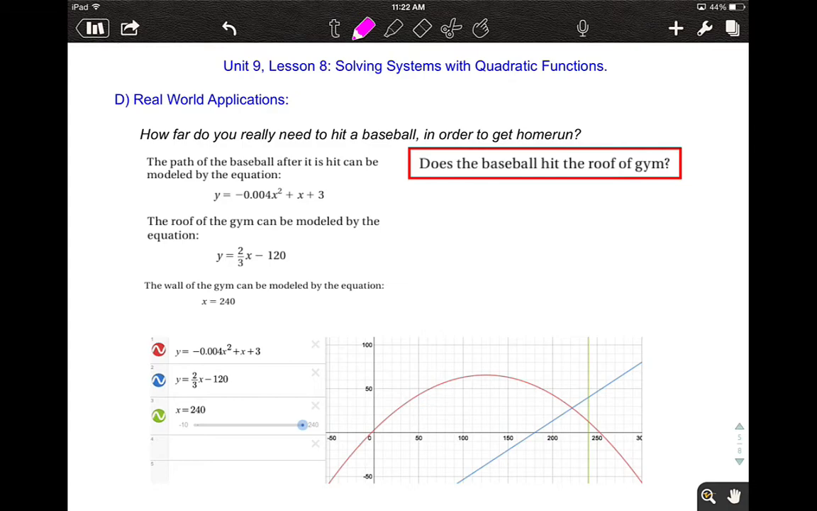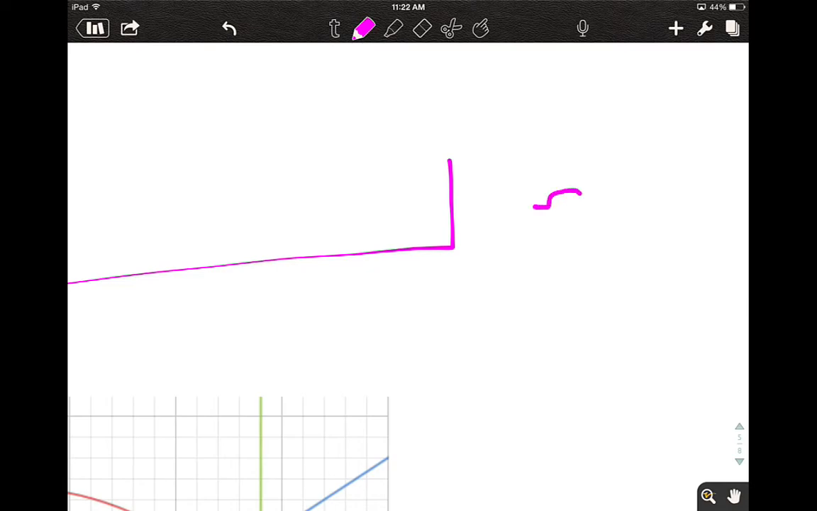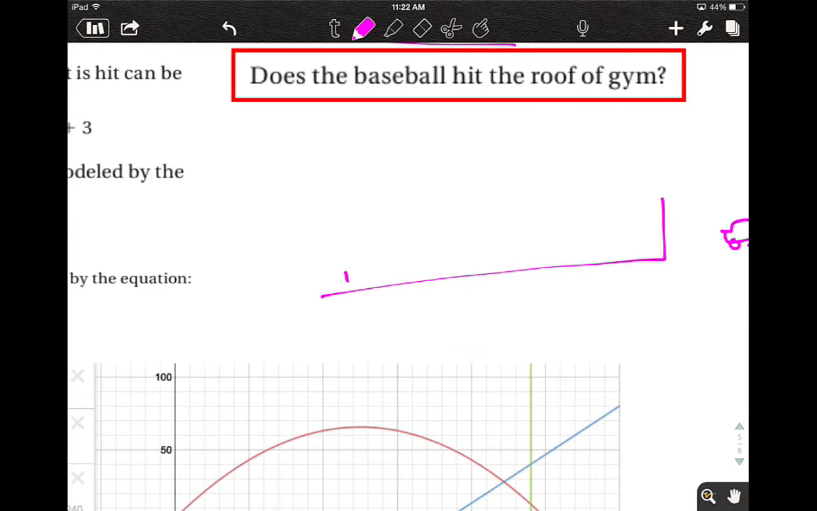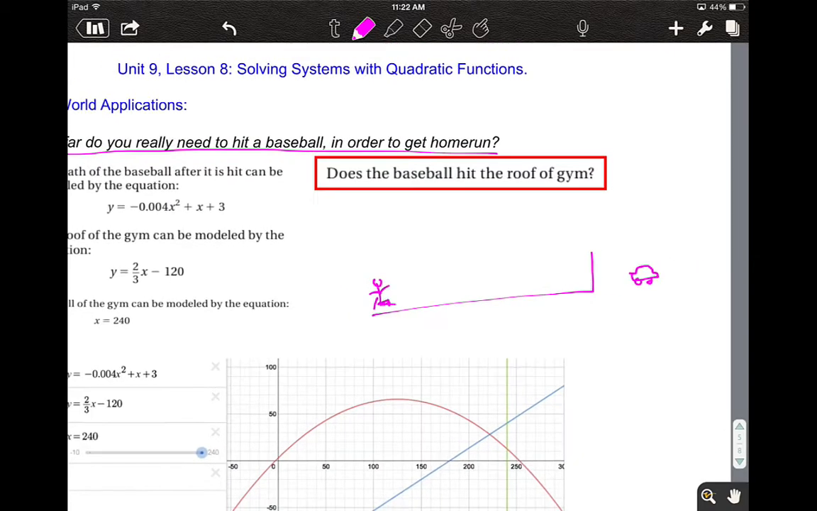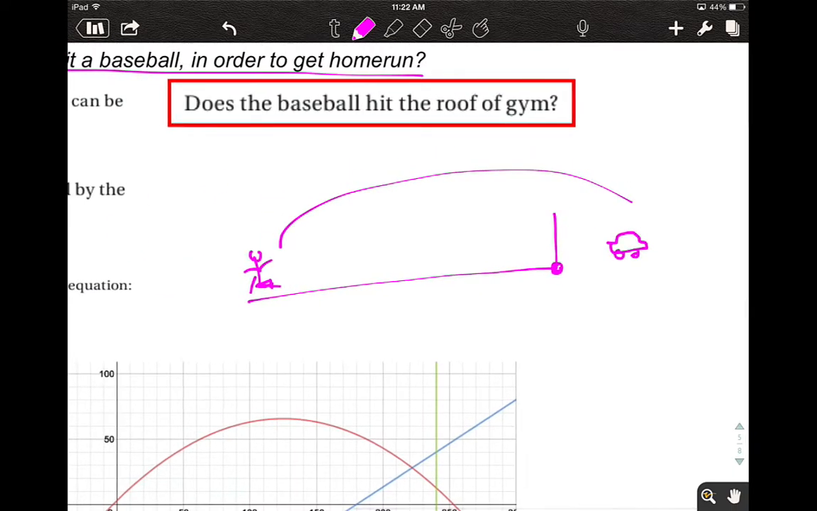Okay, how far do you need to hit a baseball in order to really get a home run? If you've ever been inside a baseball stadium, we have kind of a wall here, right? So if these are the cars out here in the parking lot, and this is home base where someone could possibly be a batter, please forgive my drawing, and he's going to hit the ball. Well, you don't just want to hit it here to the end of the field. You have to hit it over the fence. It's got to get above whatever height that happens to be.